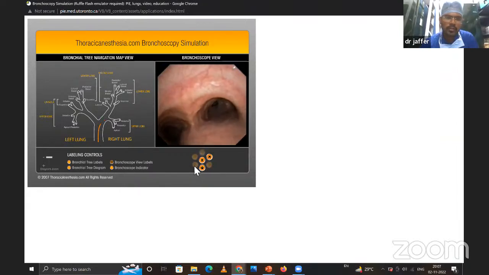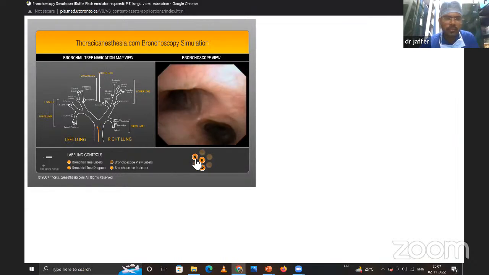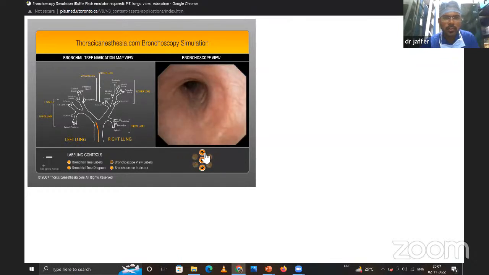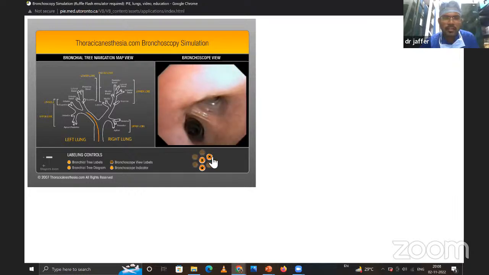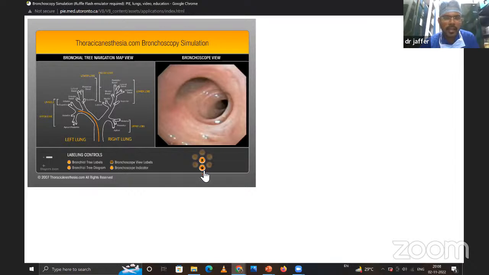Now I will enter into the left main stem bronchus. As I already told, it is very long, that is 5 centimeter. It can accommodate. Yeah. So left side. On the right side, we saw that 3 o'clock is the right upper lobe. And on the left side, we should get the upper lobe at 9 o'clock position.